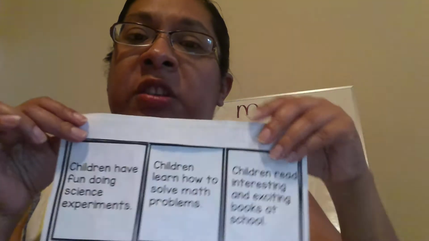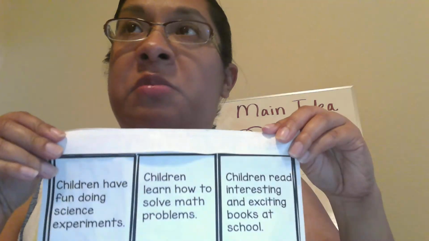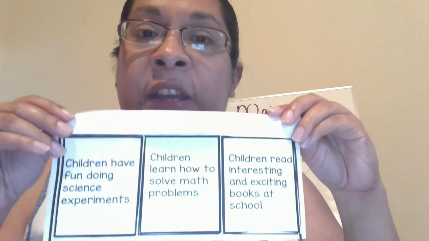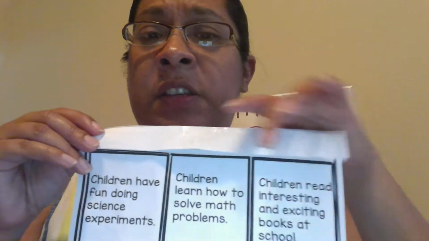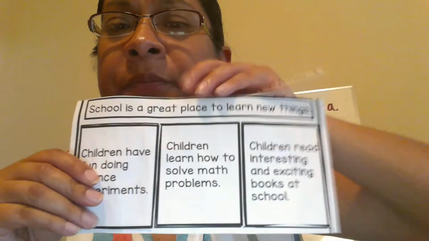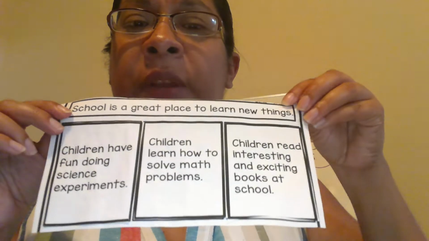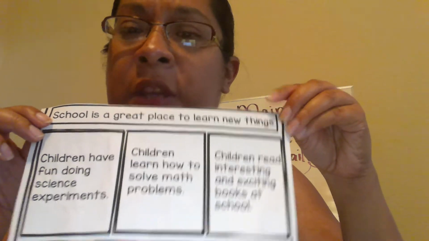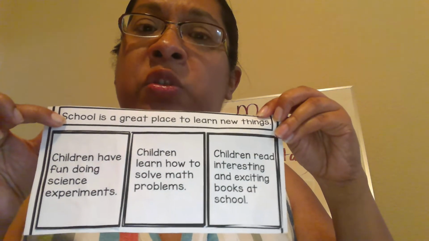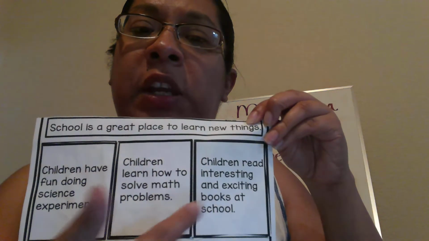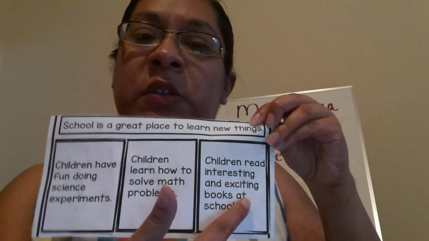So the main idea would be something like, at school you do exciting and interesting things, or school is a fun place. Let's see what the main idea is. School is a great place to learn new things. That's right. This is the important message the author wants you to understand by reading these supporting details.